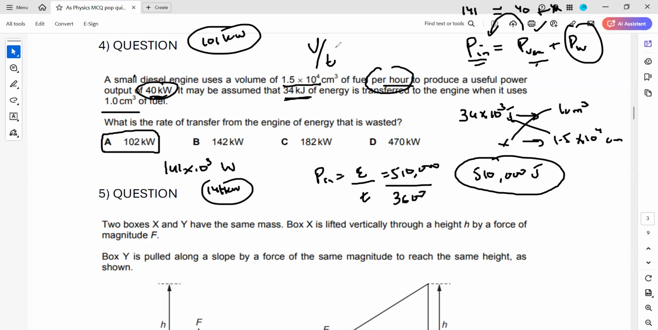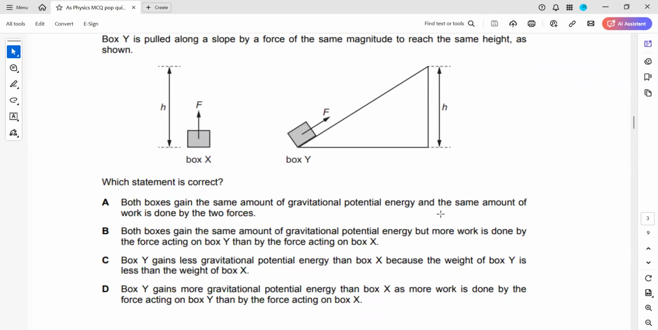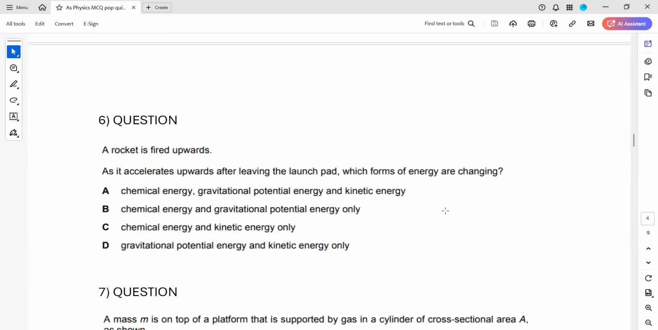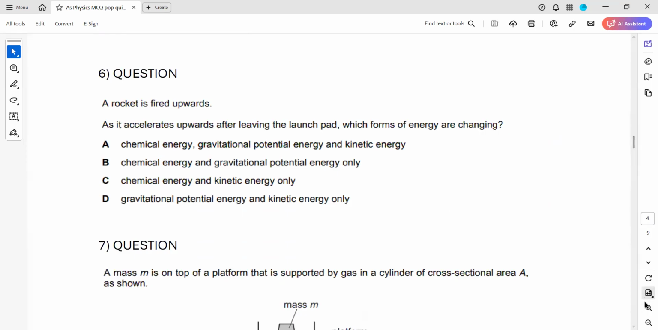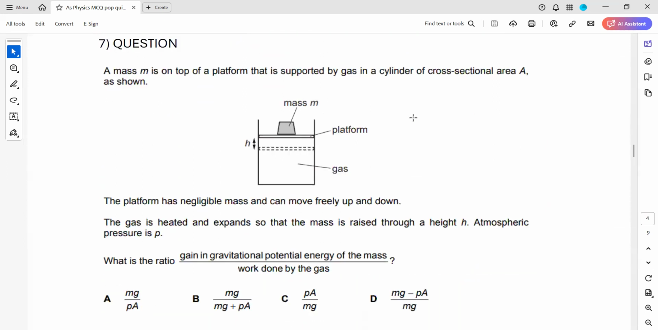Is it clear? Question 4. Question 5, any doubt? Question 5. Question 6, any doubt? Question 6. Question 7, any doubt? Any doubt in 7?